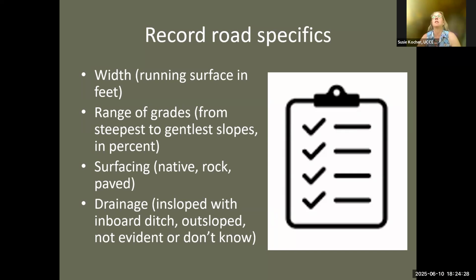If some of you have been in our stewardship workshop class, we have an actual orientation to the California Cooperative Forest Management Plan. And this is a piece of data that's asked, like, what is the range of slopes of the roads that you have? What are the surfaces that you have? And then identify what kind of drainage along your road, whether it's insloped with a ditch, outsloped, or you can't tell, or you might not know.